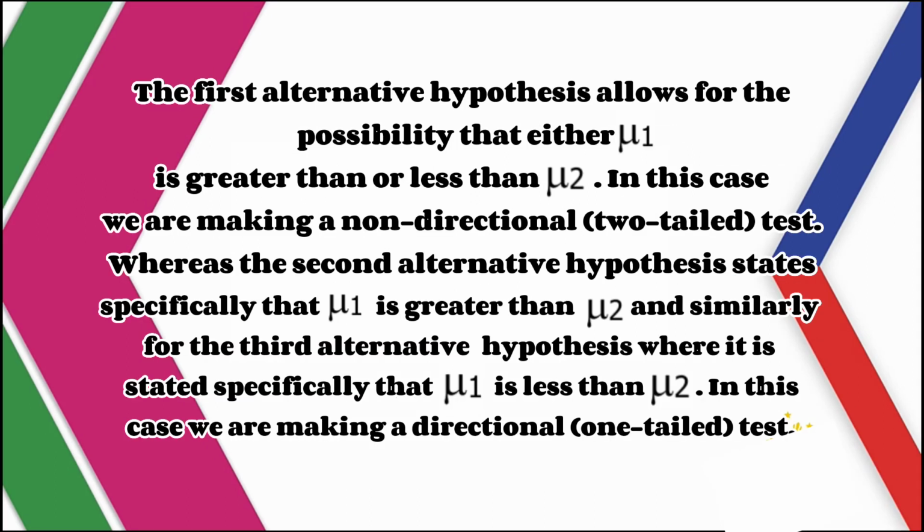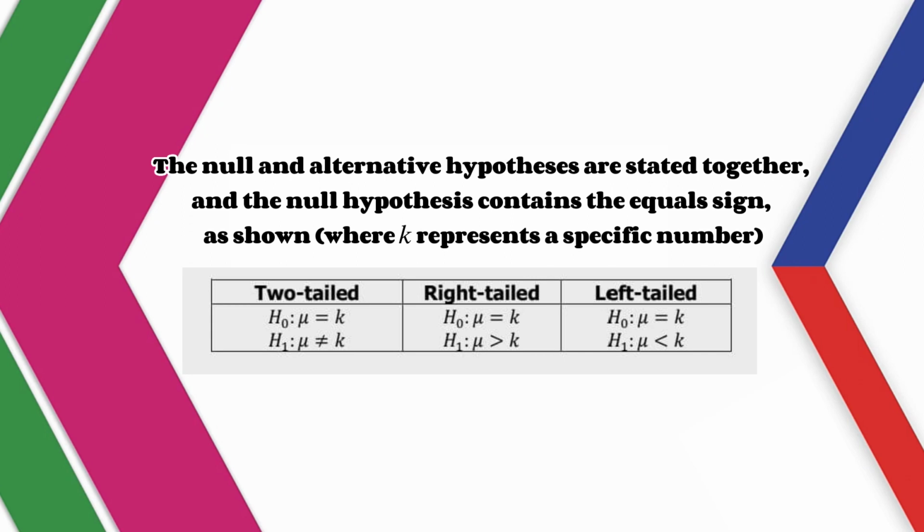The first alternative hypothesis allows for the possibility that either mean 1 is greater than or less than mean 2. In this case, we are making a non-directional, two-tailed test, whereas the second alternative hypothesis states specifically that mean 1 is greater than mean 2. And similarly, for the third alternative hypothesis, it is stated specifically that mean 1 is less than mean 2. In this case, we are making a directional, one-tailed test.